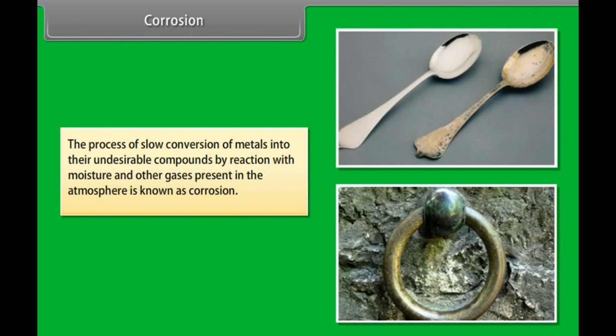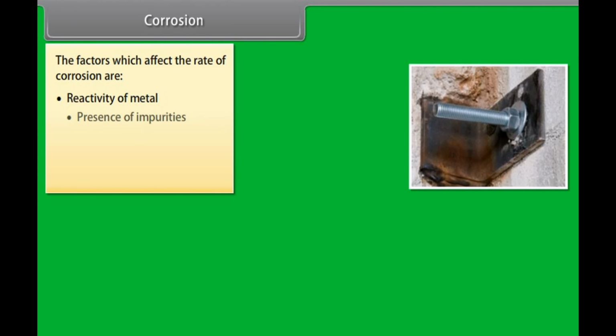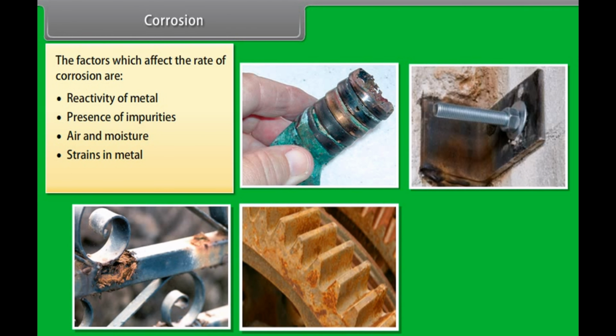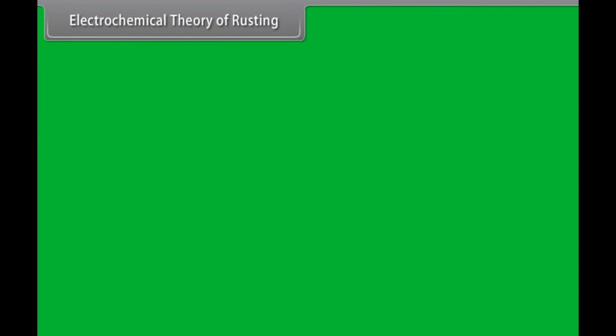Corrosion. The process of slow conversion of metals into their undesirable compounds by reaction with moisture and other gases present in the atmosphere is known as corrosion. For example, silver gets tarnished, iron rusts, copper develops green coating on its surface, and lead loses its luster. The factors which affect the rate of corrosion are reactivity of metal, presence of impurities, air and moisture, strains in metal, and presence of electrolyte.